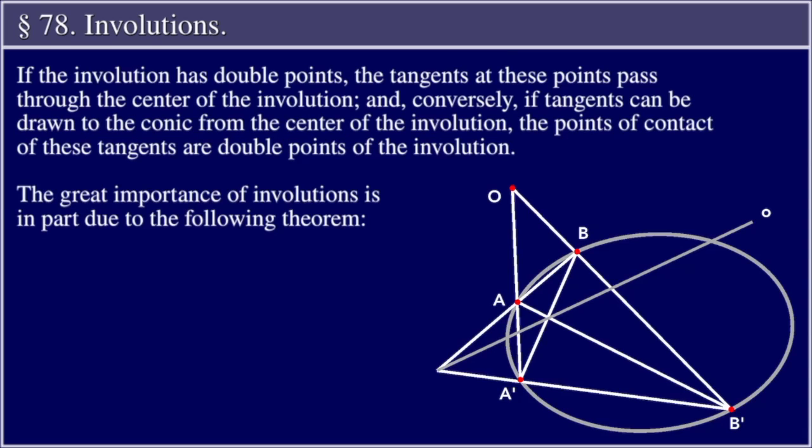If the involution has double points, the tangents at these points pass through the center of the involution. And conversely, if tangents can be drawn to the conic from the center of the involution, the points of contact of these tangents are double points of the involution. The great importance of involutions is in part due to the following theorem.